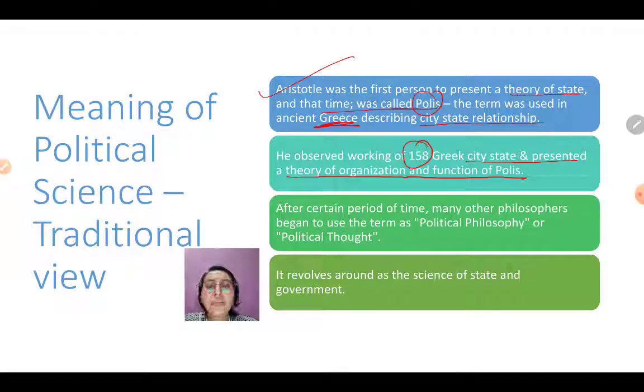After a certain period of time, many philosophers began to use the term political philosophy or political thought. As I said, after Aristotle gave the term polis, many philosophers came up and gave different names for political science, like political philosophy or political thought. Lastly, the traditional view revolves around the state and government. Don't be confused: the traditional one always focuses upon the state and the government.